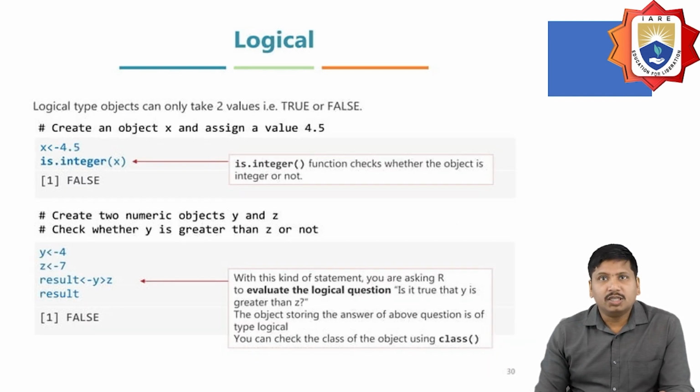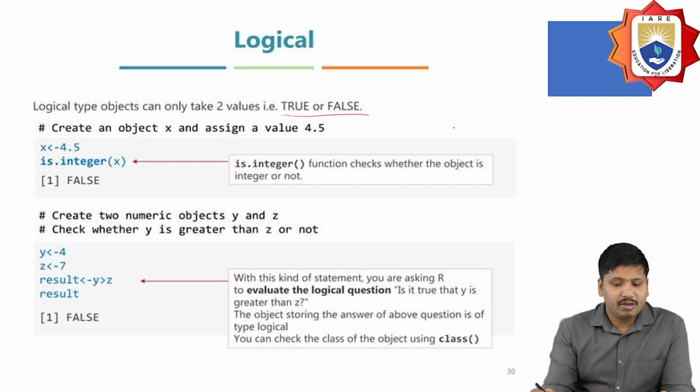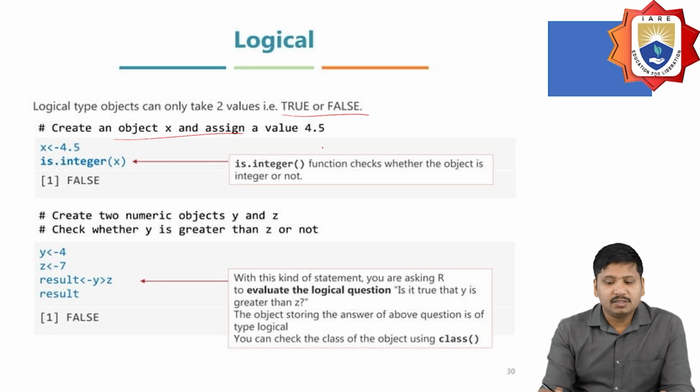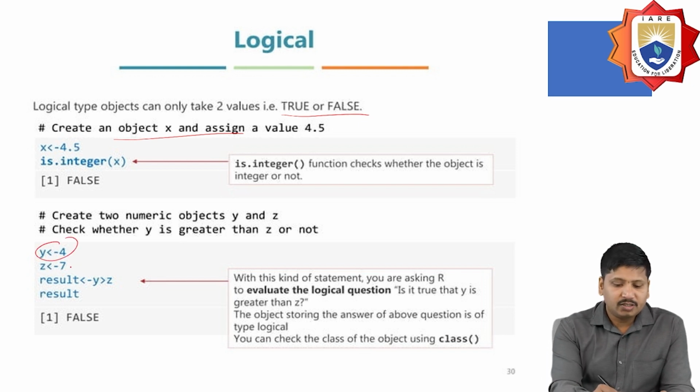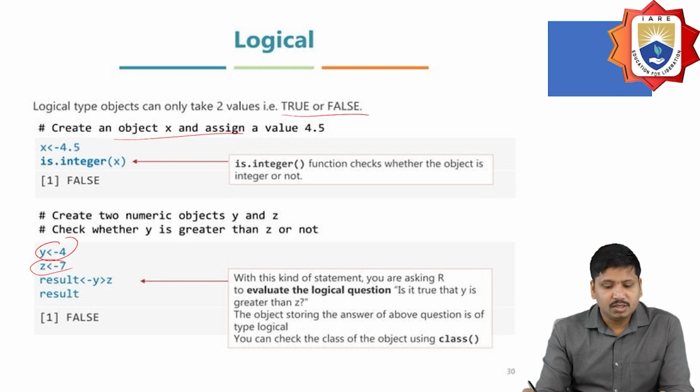And next, logical data type objects can be of two types. Either true or false. So create an object x, and then y, using the integer function. Here the y value is this and the z value is this. Suppose I write y is greater than z, then it shows false here.